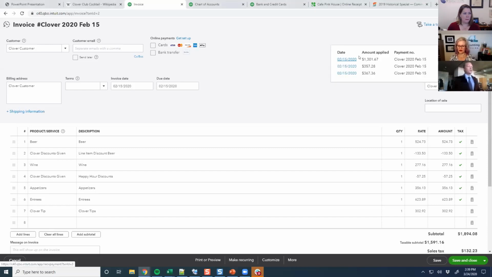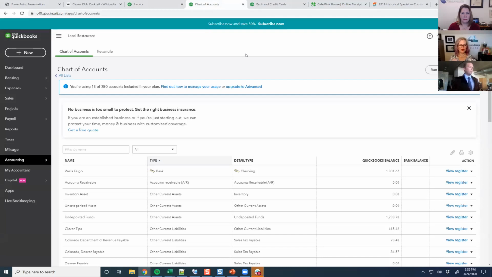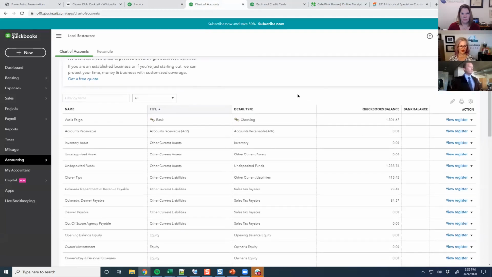So what we've shown here is we have 3 different tender types taken this day on this Clover station by this particular Clover merchant. What I'll jump over into is the checking register in the chart of accounts.